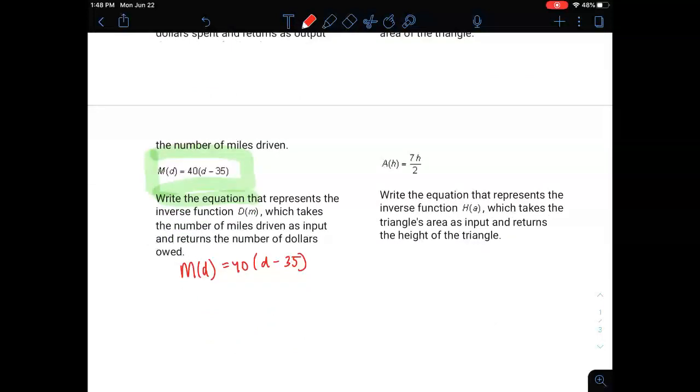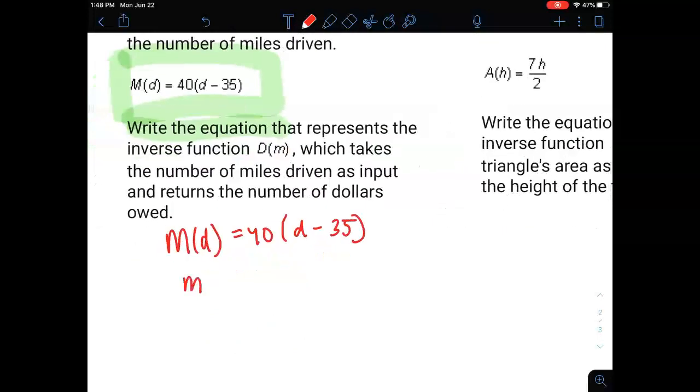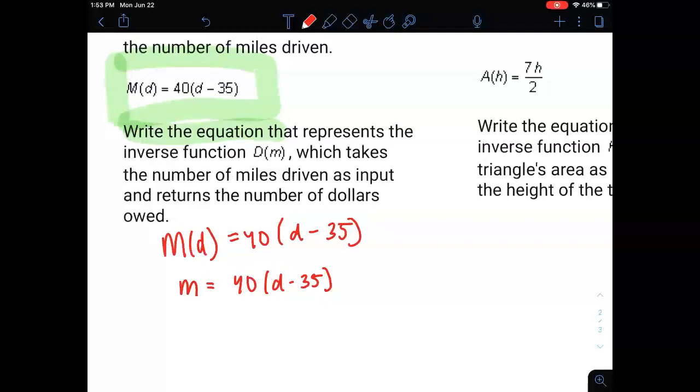All right, so again, same thing. But now, instead of using f of x and x's and y's, we just have to do a little bit more logic here. So M of d, right, so now we replace that since we are trying to solve for miles, we write m is equal to 40d minus 35. All right, same process here, except for now instead of physically flipping, we're just going to solve. Okay, so we're going to solve for d instead. All right, so we have m is equal to 40d minus 35. So now let's solve for d, which stands for the number of dollars owed.